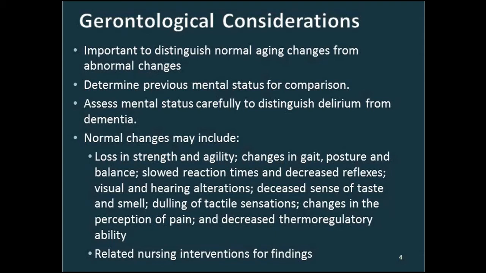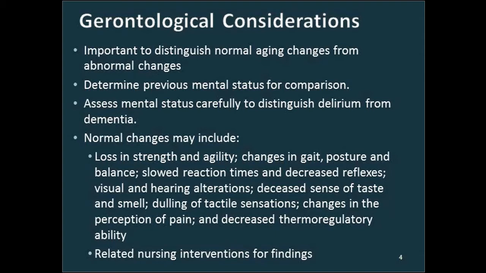So you've got to have an accurate baseline, and assess the mental status very carefully, trying to distinguish delirium from dementia. Delirium includes confusion, hallucinations, delusions. Delirium has a very acute onset. It happens quickly, whereas dementia has a very slow progression and a slow onset.